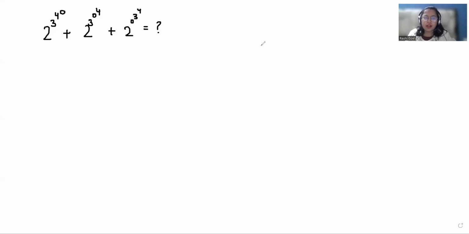My name is Rashi Goel, and in this video we are going to solve this exponent question: 2^(3^(4^0)) + 2^(3^(0^4)) + 2^(0^(3^4)). So according to the exponent rule, (x^m)^n can be written as x^(mn), or x^0 is equal to 1. So let's start by using this rule.